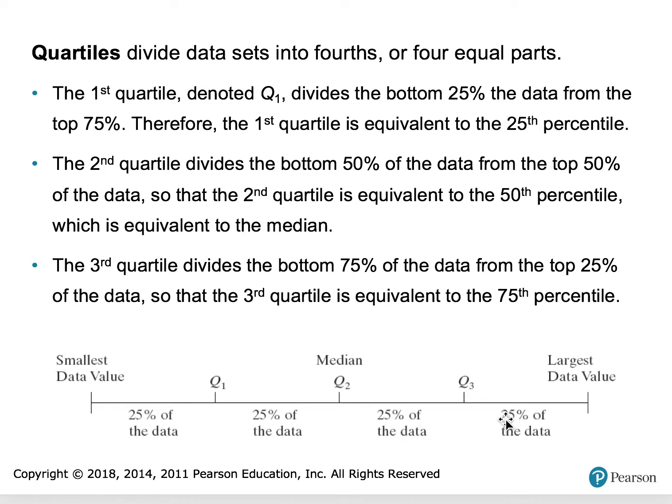The most common percentile is a quartile. Quartiles divide the data set into fourths, or 4 equal parts. Okay, so the first quartile, which we call Q sub 1, is the bottom 25% of the data, right? It's like the 25th percentile. The second quartile is the same thing as the median, because 50% of the data is below it, 25 and 25. Okay, in the third quartile, you've got 75% of the data below it, 25% of the data above it.